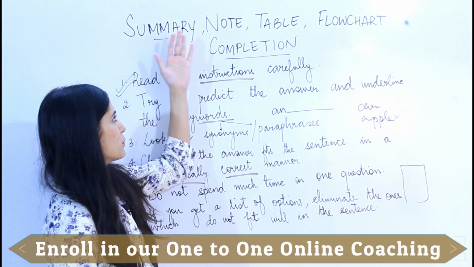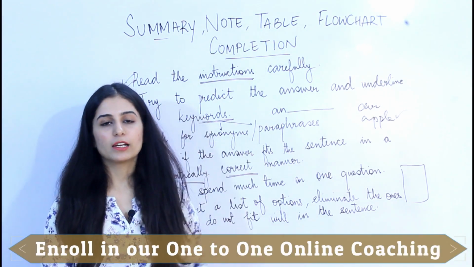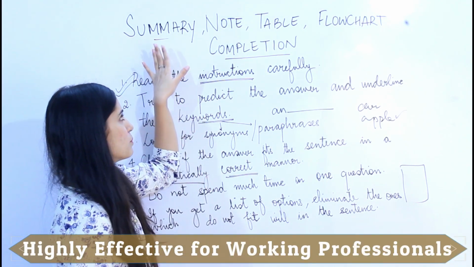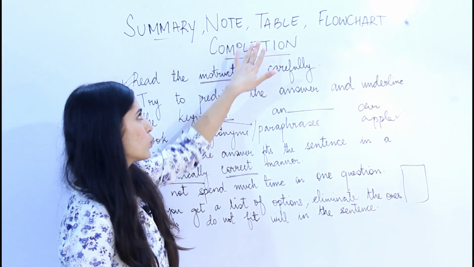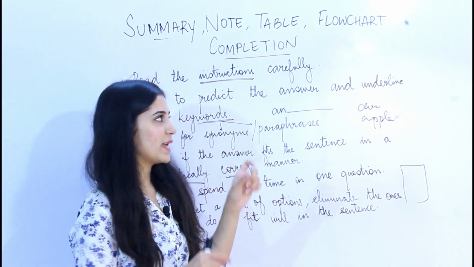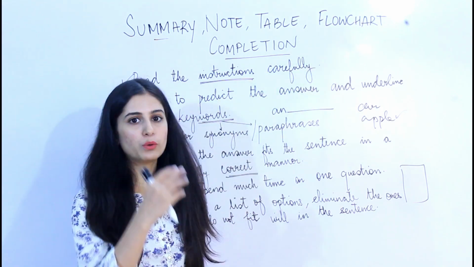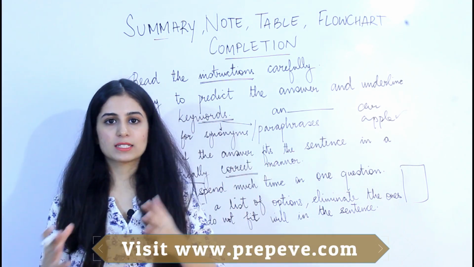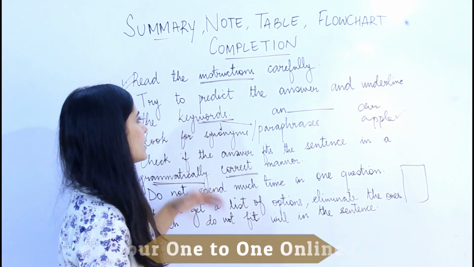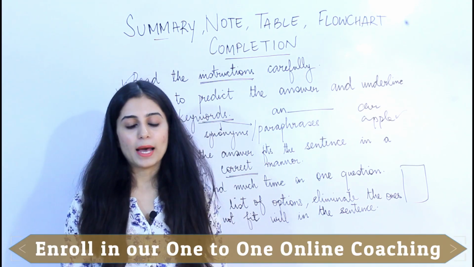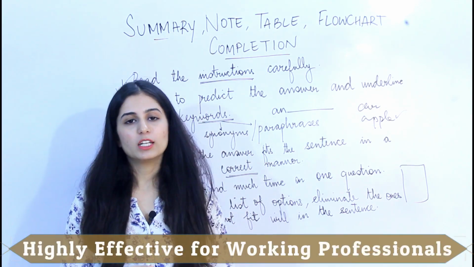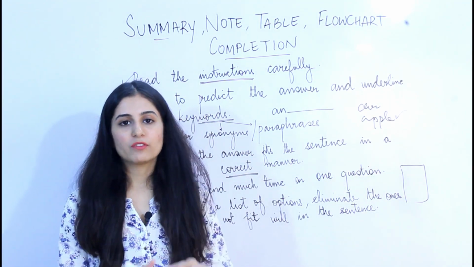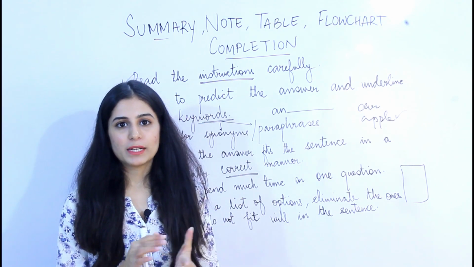In case of summary, note, table, flowchart, these are similar to each other, just the format changes. In your summary you have a paragraph, in your note you have a set of notes, in your table you have a tabular form with empty cells, and in your flowchart you have arrows showing the sequence from beginning to end, stages or sequence of events. You just have to complete the blanks by picking up words from the passage or the list of words that is provided to you by the examiner in the question booklet. So it's pretty simple.